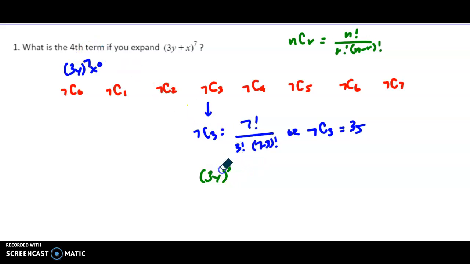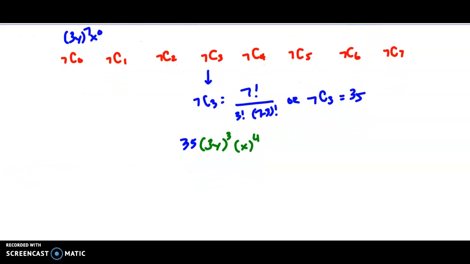Now what you also got to remember is, if this is 3, then for this term, remember the exponents here have to add up to the overall exponent. And so if this is 3, then this must be 4. Now what's in front of all that? The 35, from Pascal's triangle. All right, so then we work this out.